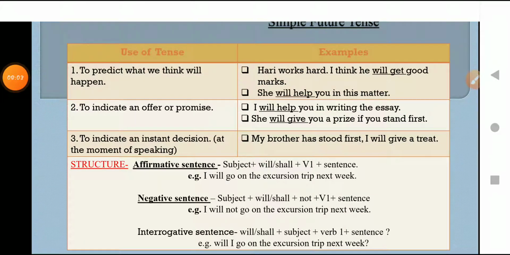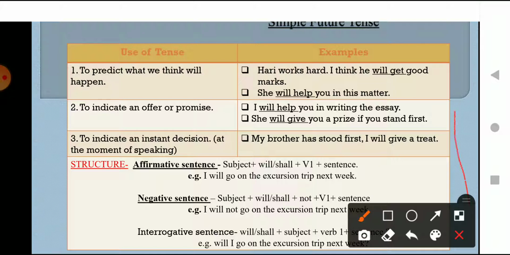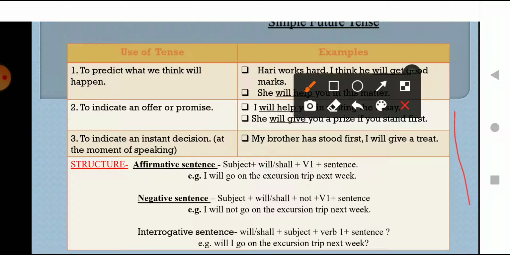Now let us look at the structure of the sentences, how we form simple future tense. For affirmative sentences, affirmative means positive sentences, we have to take the subject, then will or shall, plus the first form of the verb and the remaining part of the sentence. So let's take an example. I will go to the excursion trip next week.